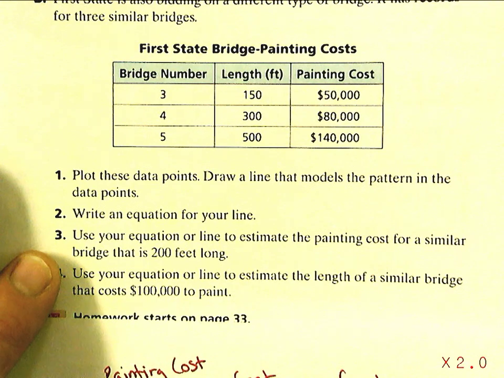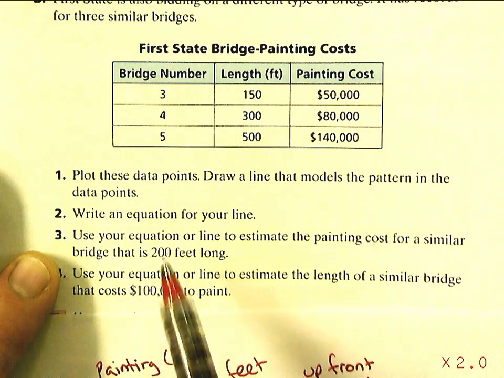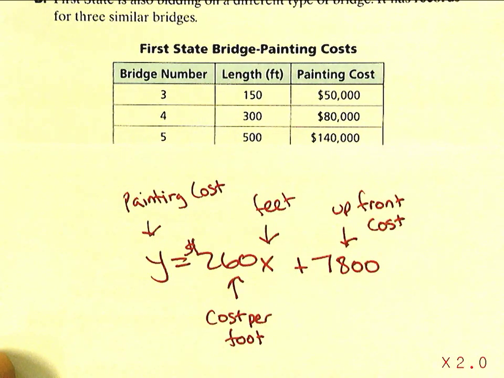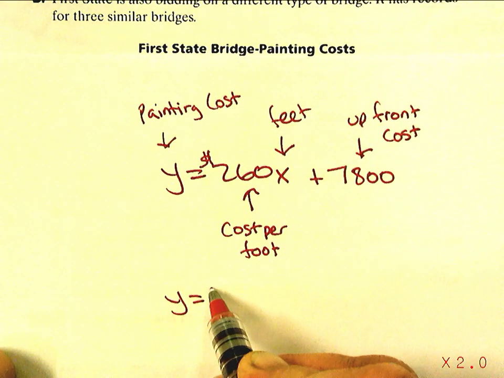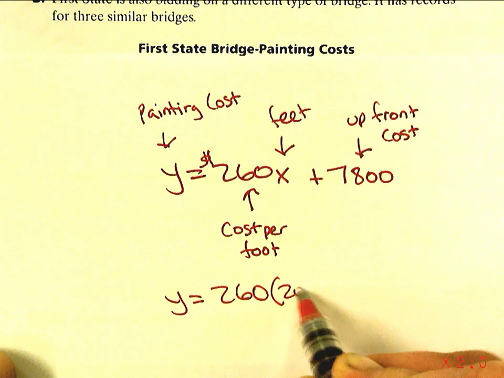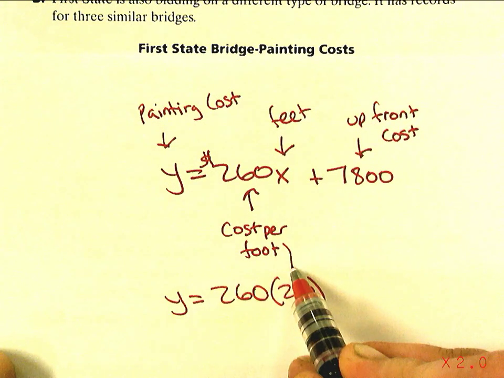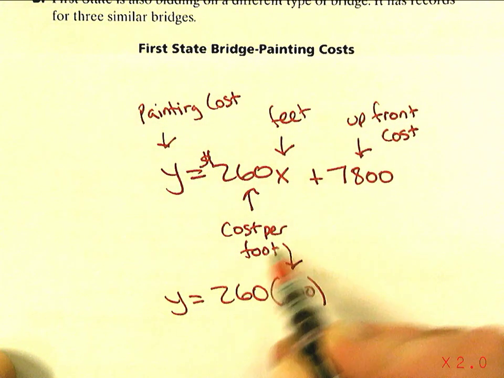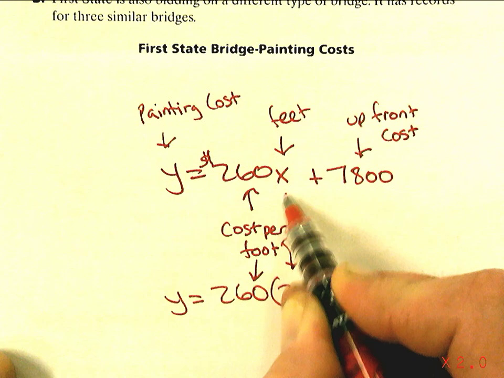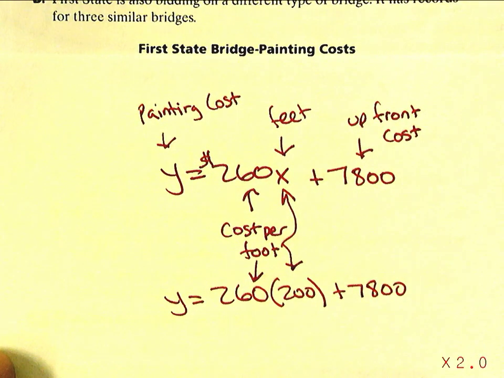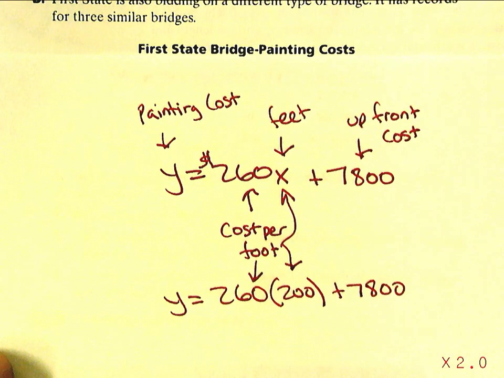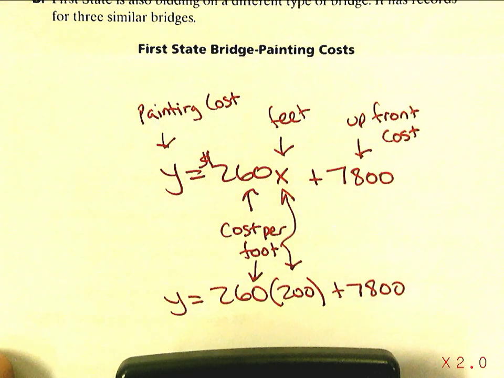For example, it says use your equation or line to estimate the painting cost for a similar bridge that's 200 feet long. So if I know that the length of the bridge is 200 feet, I can just put that right into my equation. Y equals 260 times 200 feet of bridge. It's the cost per foot times the number of feet, plus the 7,800 that you're going to have to pay as a base fee.